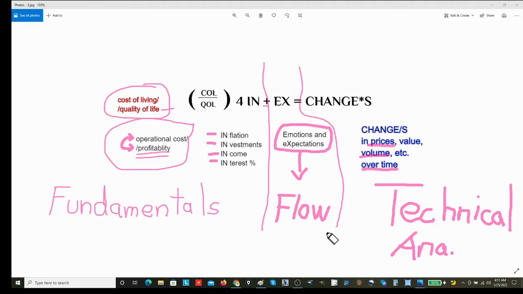Technical analysis. So you have fundamentals, flow, and technical analysis, which, mind you, is an equal already of the fundamentals and the flow. So let's talk a little bit about the fundamentals. Let me just clear this board.